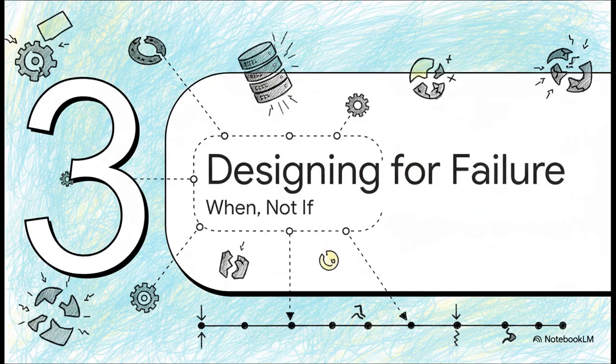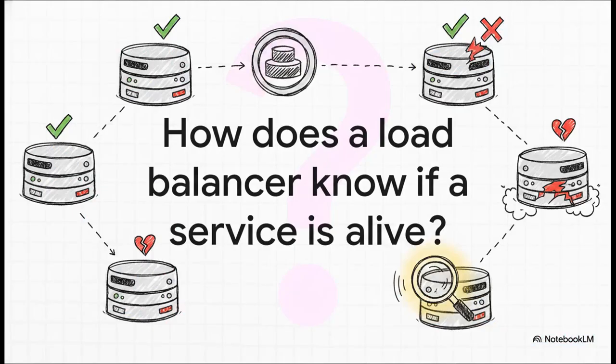Which brings us to Section 3, Designing for Failure. Remember, it's a matter of when, not if. Working in a distributed system means you really have to shift your mindset. Like I said, it is never a question of if a component will fail, it is strictly a question of when. And that leads us to a pretty critical question. If our load balancer is just constantly firing traffic everywhere, how does it actually know if a specific instance is even alive? What if it secretly crashed 5 minutes ago?